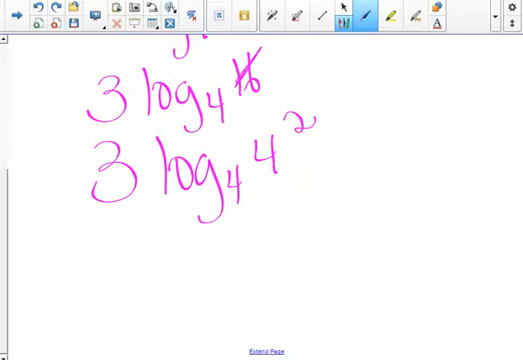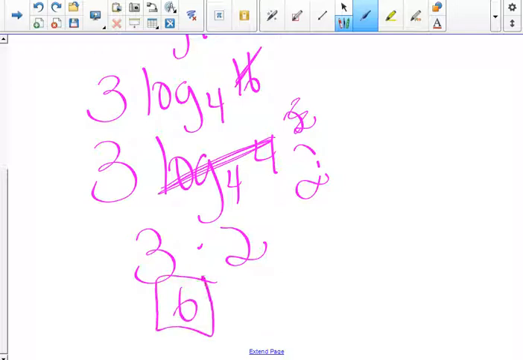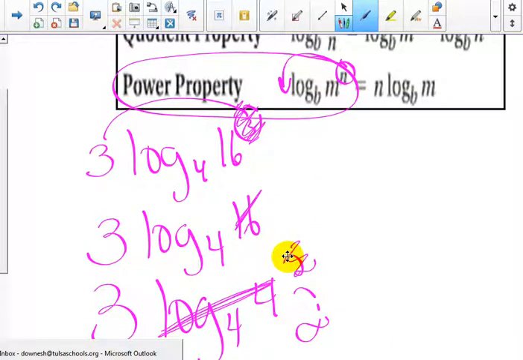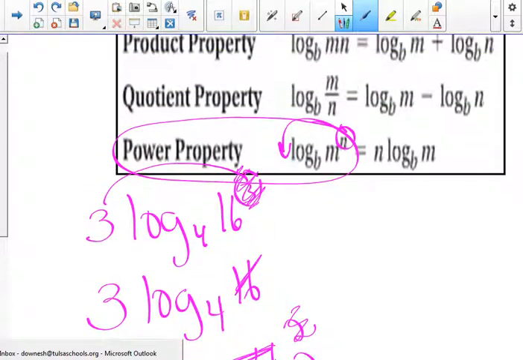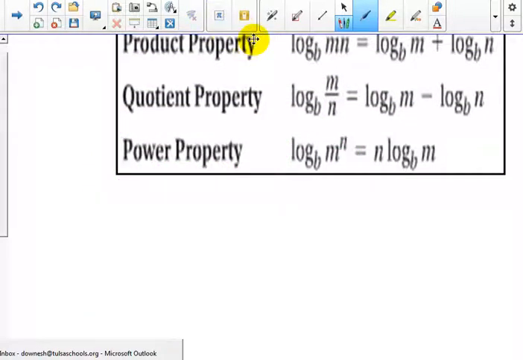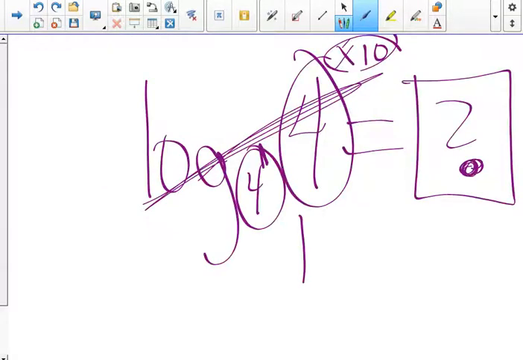Now what happens here? Log 4 of 4, that goes to 1, and we drop down the 2. So we end up with 3 times 2, which is 6. But before you do that, make sure you look at your answer choices on your test. All right? Any questions about that? All right, so you'll work problems 1 through 6 like that. Now look at 7, 8, 9, 10, 11, 12. Now let's look at problem 2 for that one.